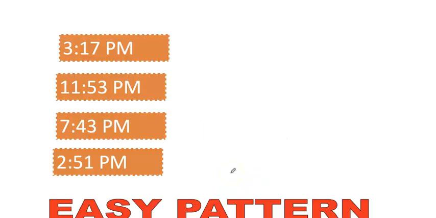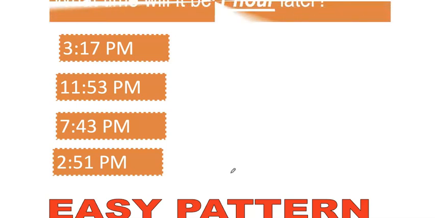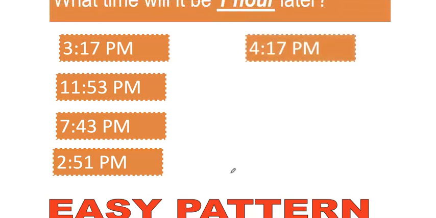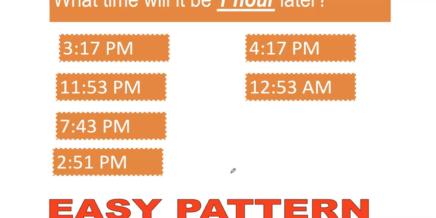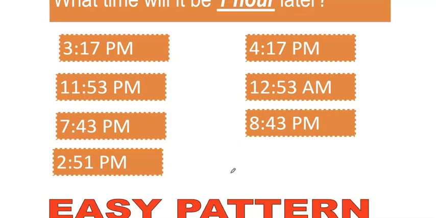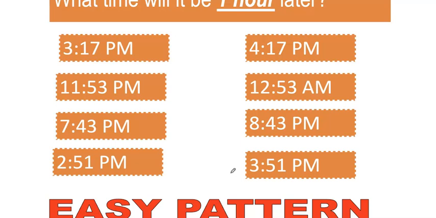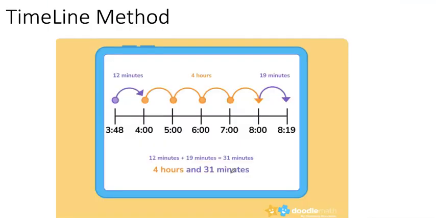Sometimes finding elapsed time is very easy. For example, just thinking one hour away, you might say 3:17 to 4:17 is an hour. Another might be 11:53 to 12:53, or 7:43 to 8:43, or 2:51 to 3:51. Many times, you just use your fingers to count. I work from 4 to 8: 4 to 5, 4 to 6, 4 to 7, 4 to 8. That'd be 4 hours.